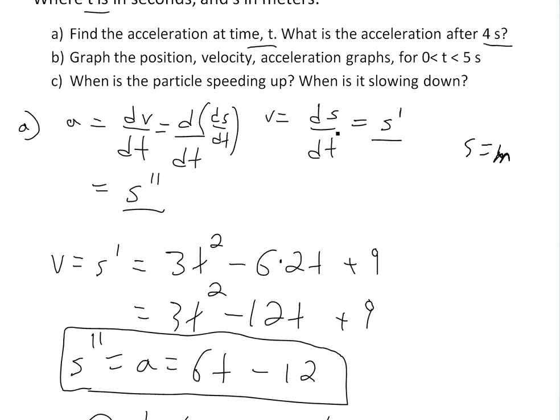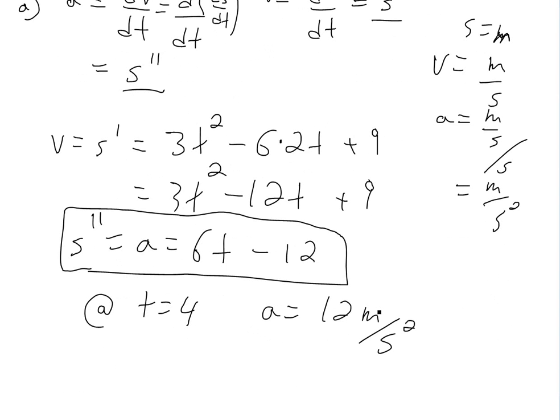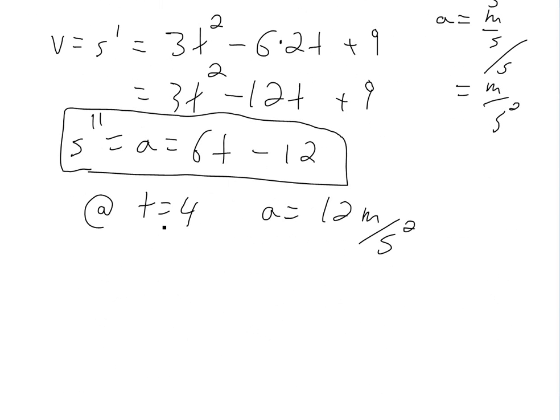This is basically meters divided by seconds, so v is meters over second, and acceleration is change in velocity over change in seconds, so a is just going to be equal to meters per second over seconds, or meters per second squared. So that's meters per second squared. Now let's look at part B.